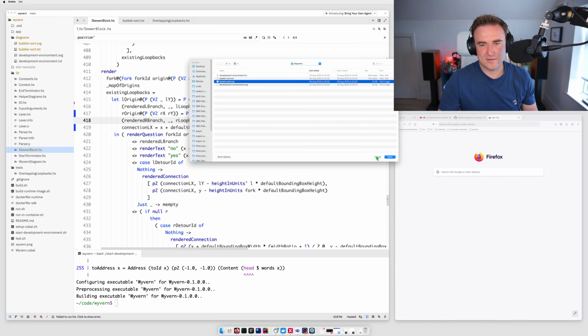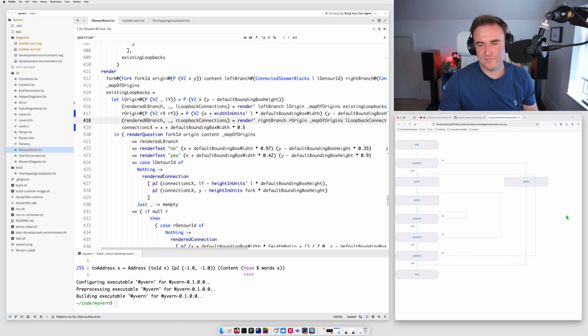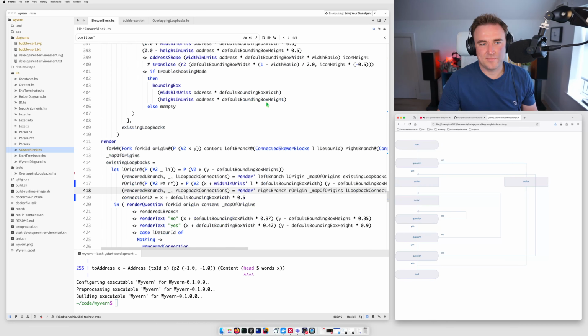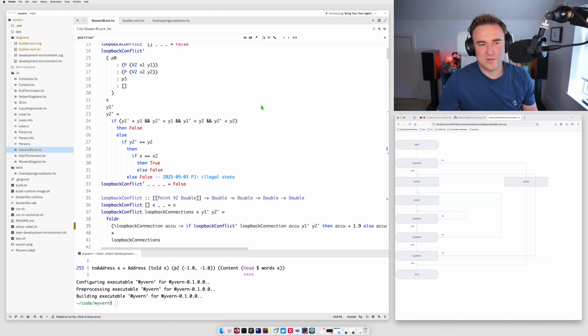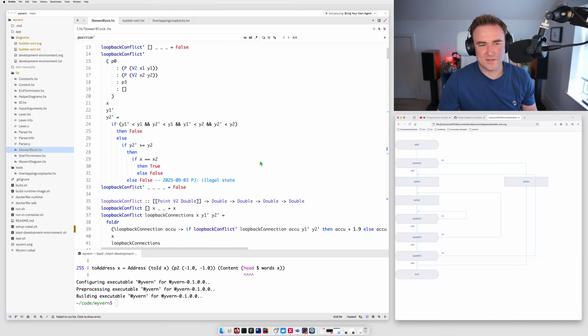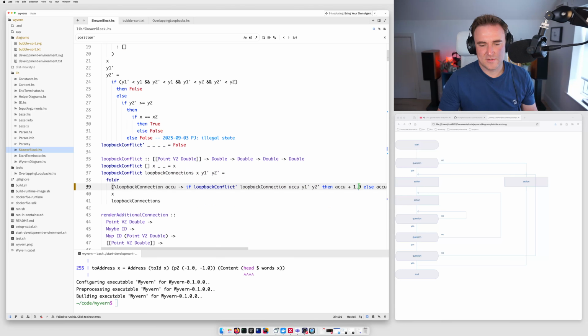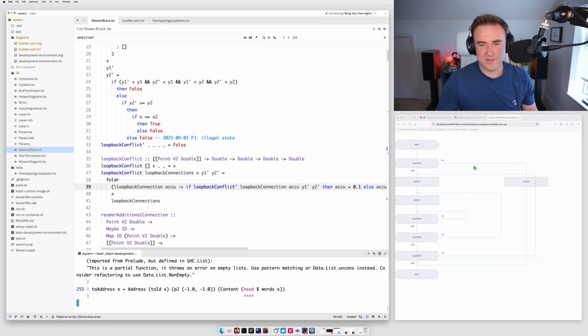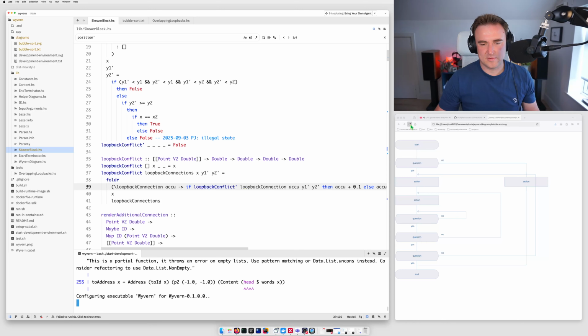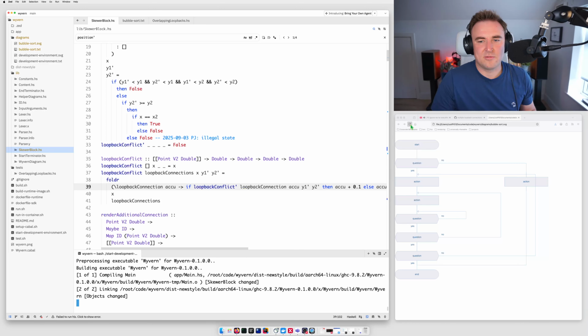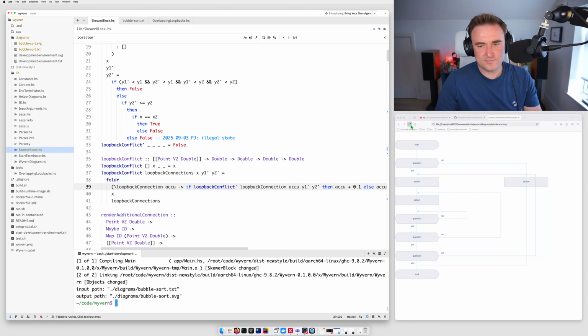I don't think the code for overlapping loopback connections, that is, I don't believe we'll have problems with that anytime soon. So I'll just revert this back to the previous value, the accumulator, or the accumulator right shift. We should be back in business. Yes, this is good enough for now.